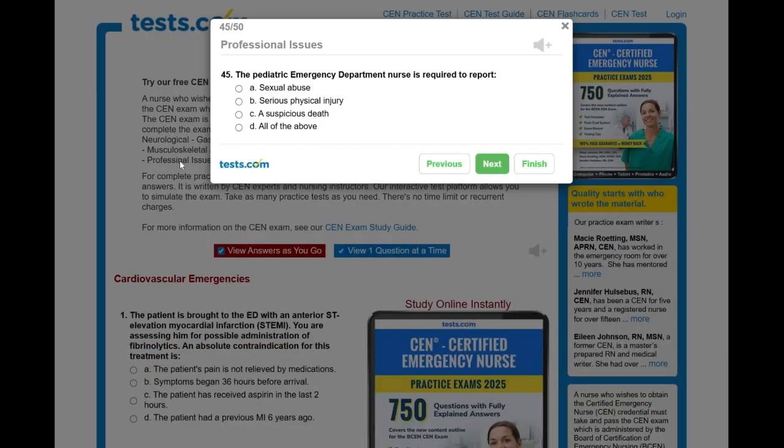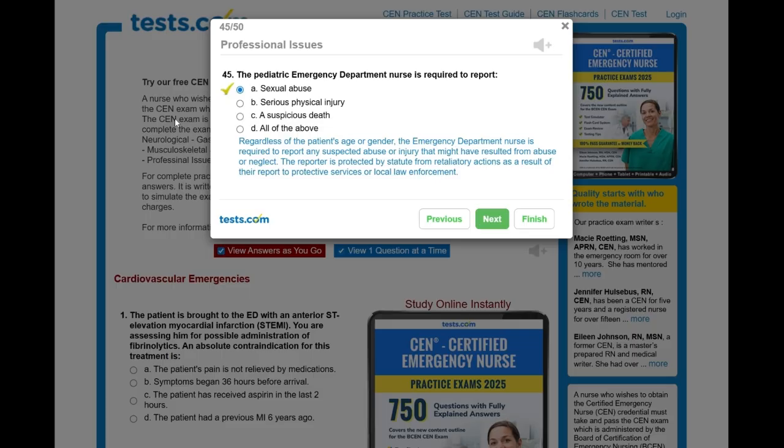Question 45. The pediatric emergency department nurse is required to report A. Sexual abuse, B. Serious physical injury, C. A suspicious death, D. All of the above. A. Sexual abuse. Regardless of the patient's age or gender, the emergency department nurse is required to report any suspected abuse or injury that might have resulted from abuse or neglect. The reporter is protected by statute from retaliatory actions as a result of their report to protective services or local law enforcement.